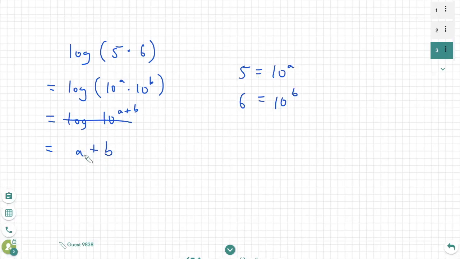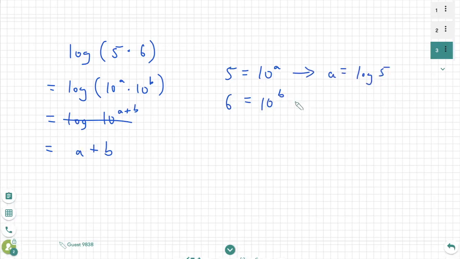Well, what do we define a and b as? We defined a as the exponent that gets you to 5, and b as the exponent that gets you to 6 with base 10. If we take these expressions, how do we rewrite these in log form? It would be a equals log of 5, and then the same thing with 6 and b. Notice we can just plug these in for a and b, right? If you compare the initial problem with the result, what do you notice then?